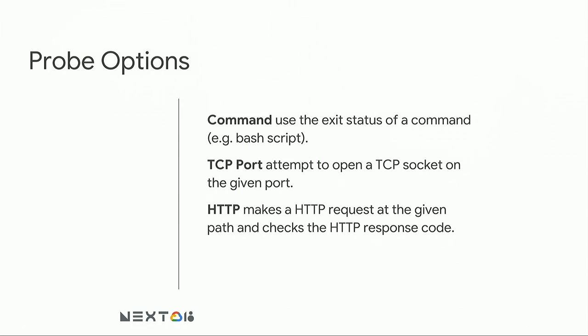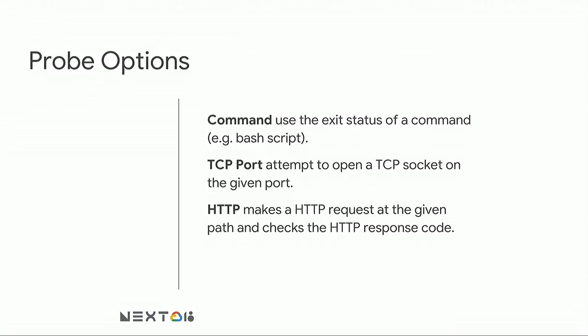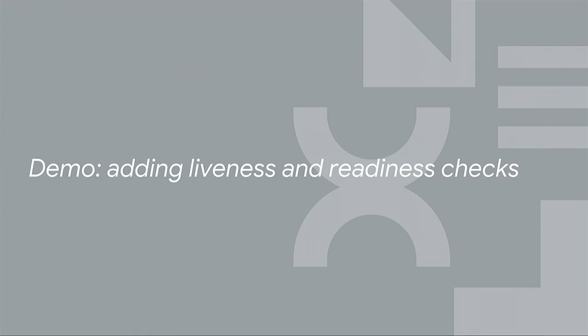There are three options for these probes. One is a command, where Kubernetes will use the exit status. The second is a TCP port, where it will just try and open a socket. If the socket opens, then everything's good. And the third one is an HTTP request, where it will make an HTTP request and look at the HTTP response code. It's the third one that I'm going to demo today. So let's switch back to the demo.